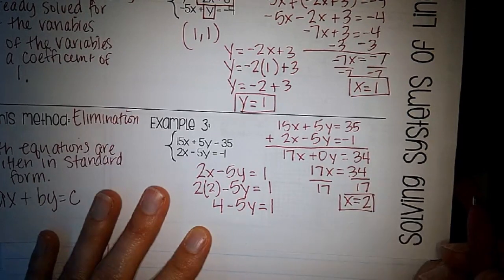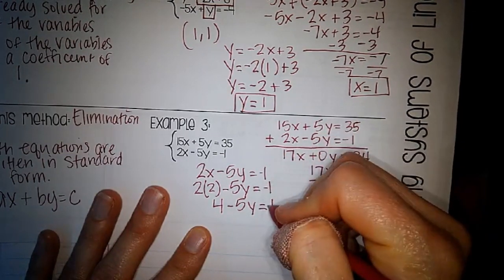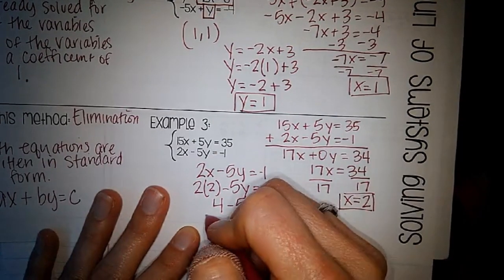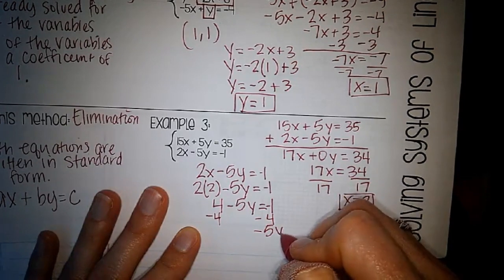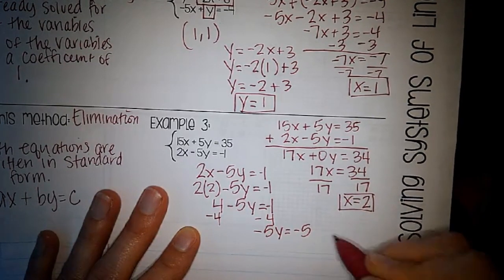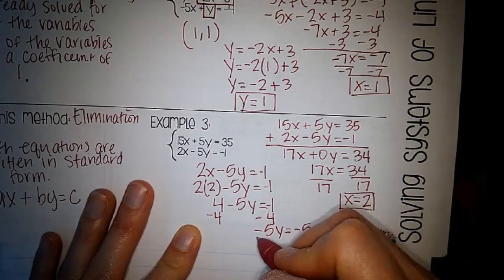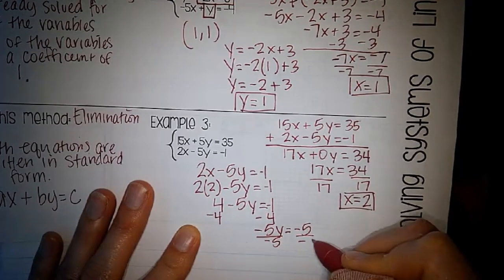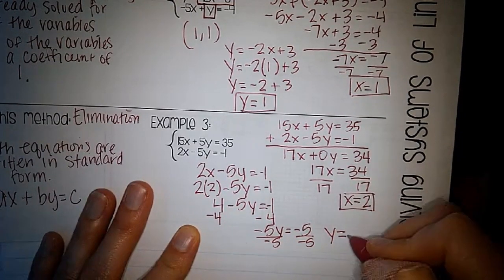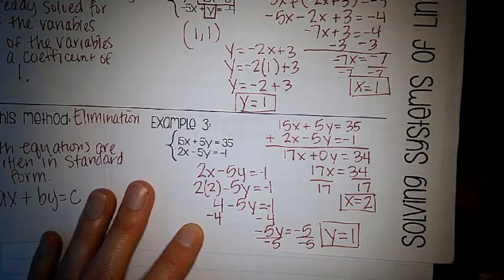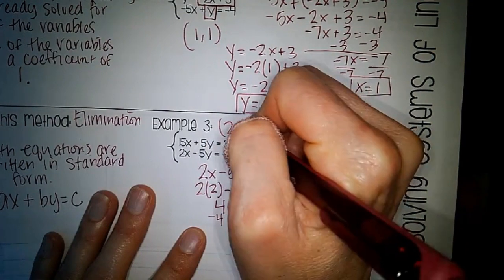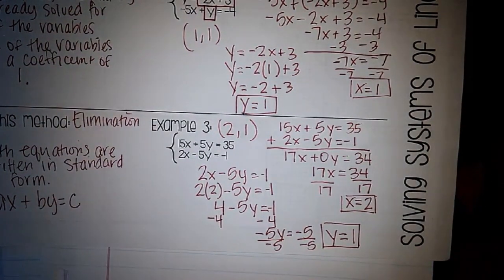I'm sorry. And then we subtract 4. Subtract 4. Negative 5y equals negative 5. Divide by negative 5. Y equals 1. What's our solution? 2, comma 1. Whichever way makes sense to your brain.